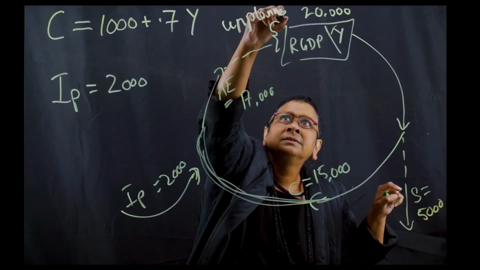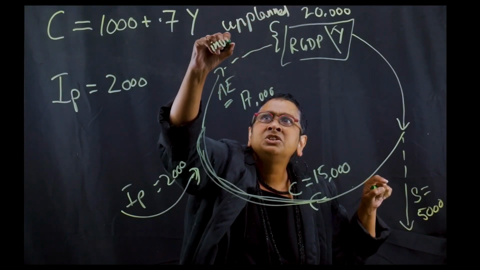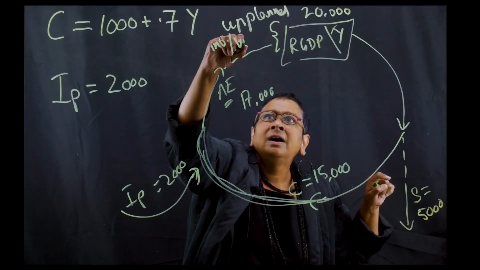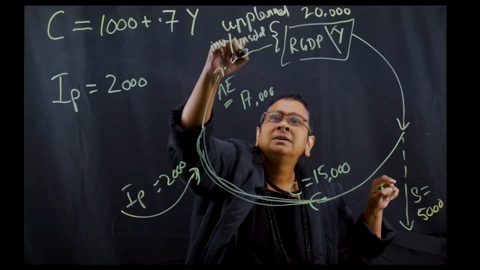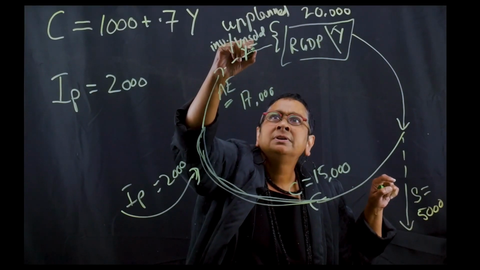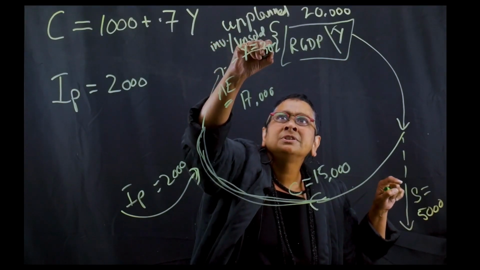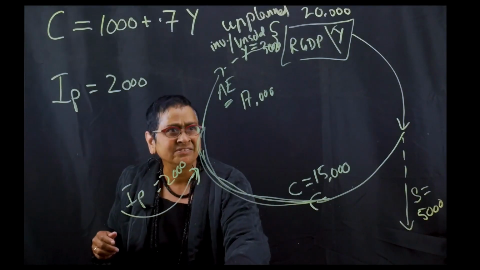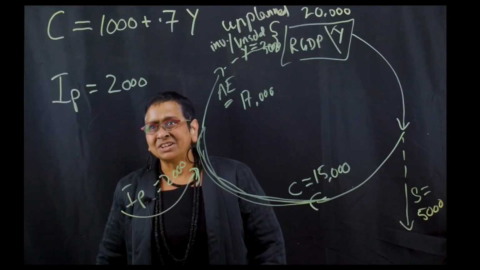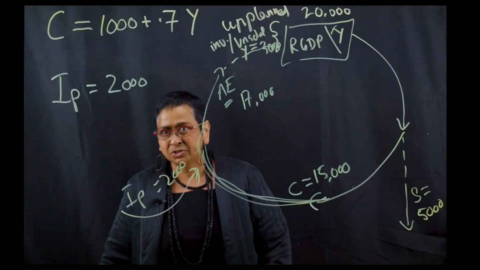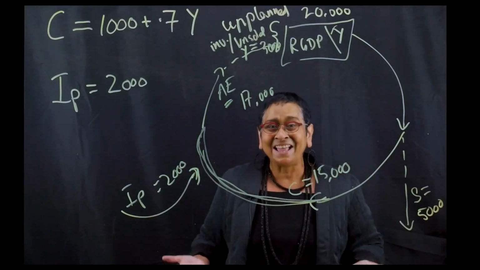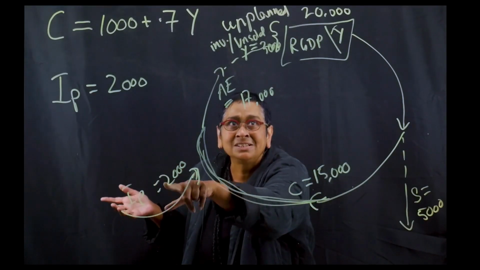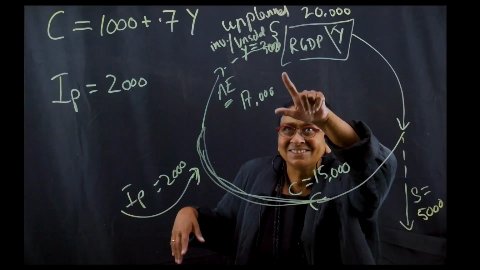unplanned inventory, unsold output, would be equal to 3,000. That is, what happened is I produced 20,000, I was able to sell 17,000, and 3,000 was left unsold. It just added to my inventory unsold. So since I wasn't able to sell the stuff, I wasn't able to meet my investment plans. My plan was 2,000. I ended up with 5,000, or 3,000 unplanned.